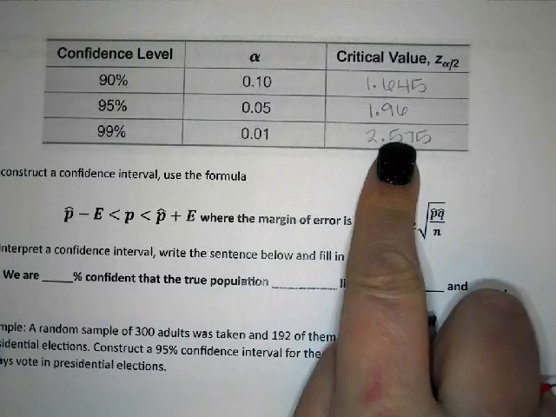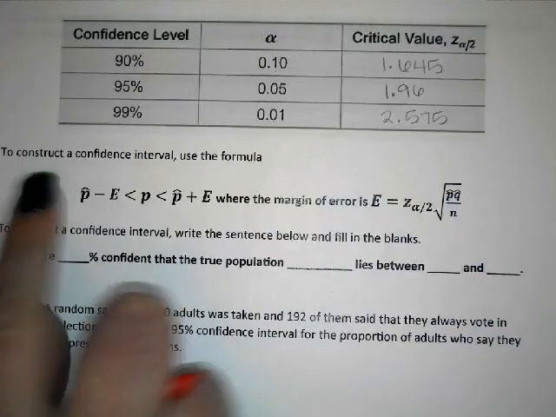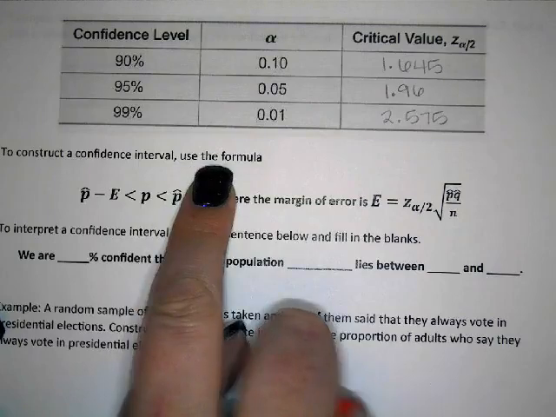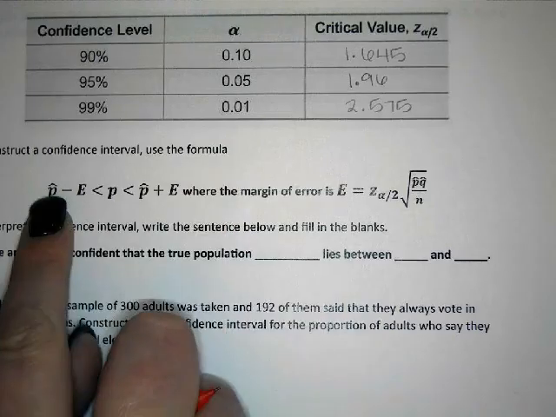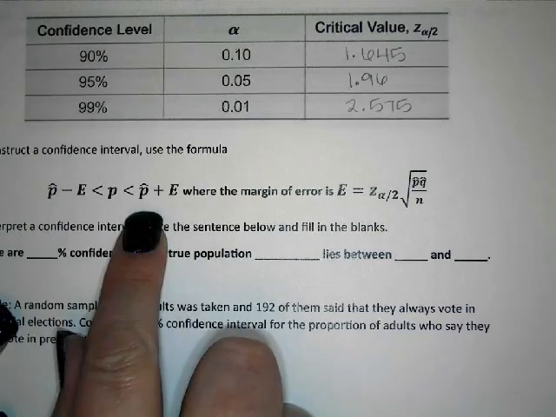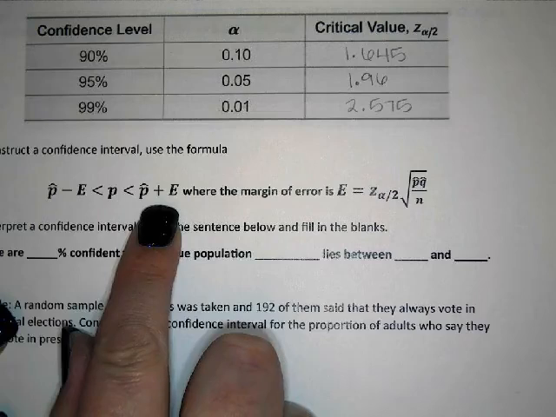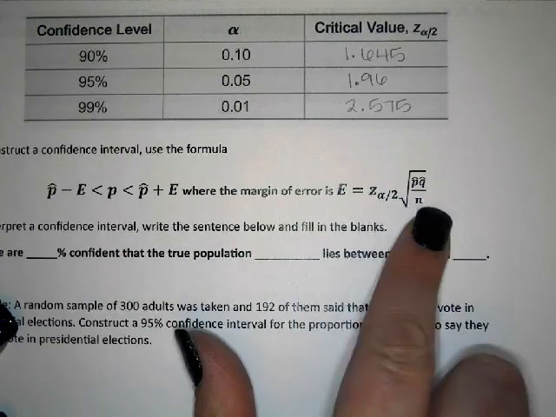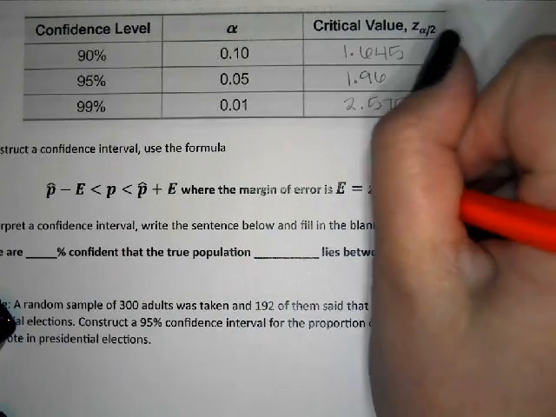You want to make sure to write these in on the table because we're going to be using these in our formulas today. So now to construct a confidence interval, you're going to use the formula p hat minus the margin of error and p hat plus the margin of error. And then here's the formula for margin of error. So this is your critical value.